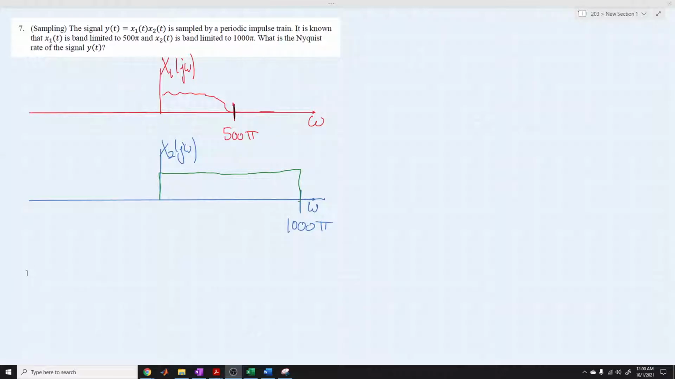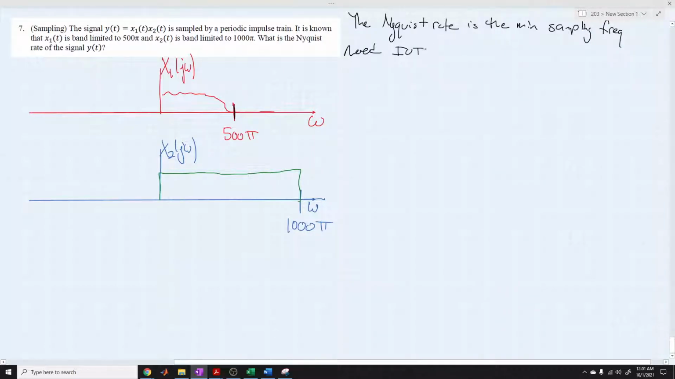So the Nyquist rate is the minimum sampling frequency needed in order to prevent aliasing, which we know from the Nyquist theorem is, we'll call it omega N, equal to 2 times omega m, where omega m is the maximum frequency content of the signal.